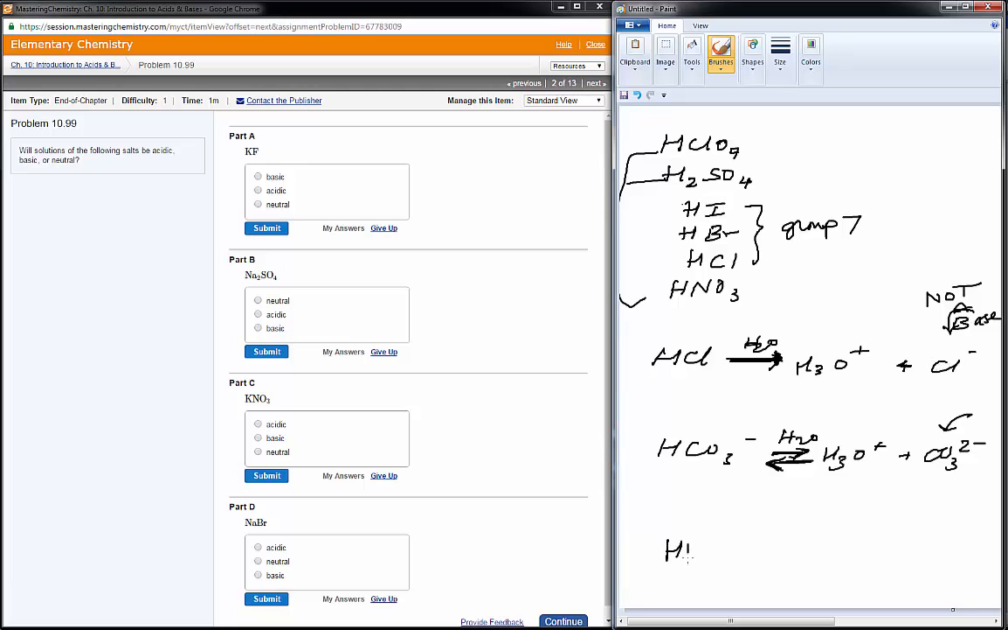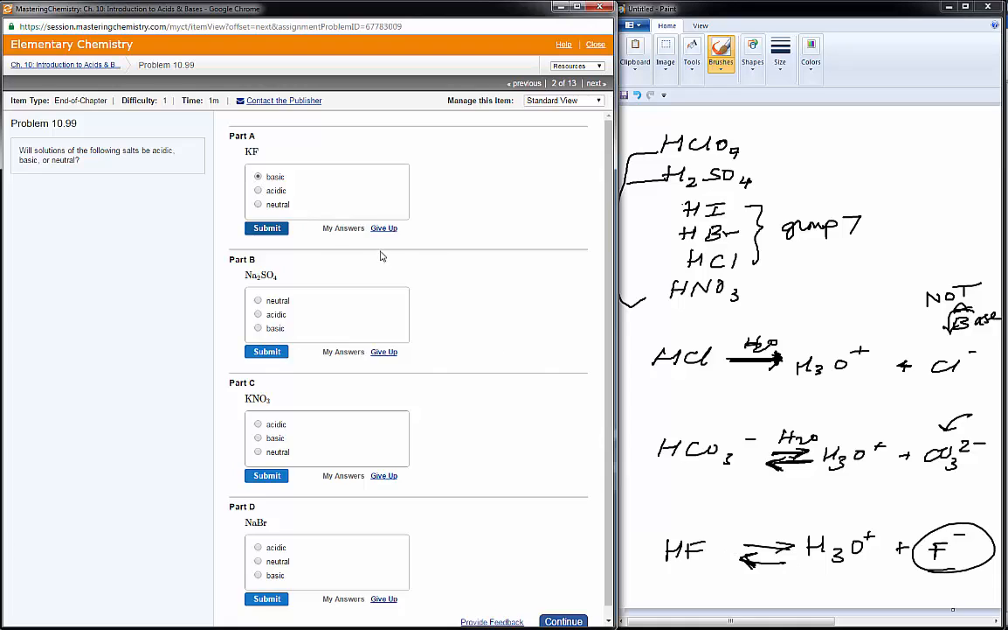So HF could dissociate to form H3O plus and F minus, and that would also go backwards, which means if I put KF in solution, I'm going to get F minus ions. That's going to act as a base. That's going to be a basic solution.